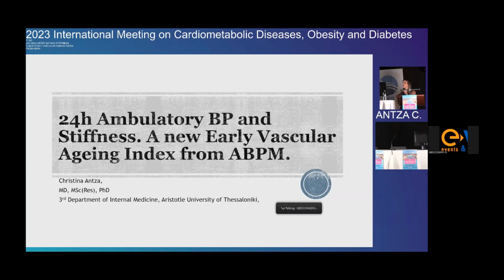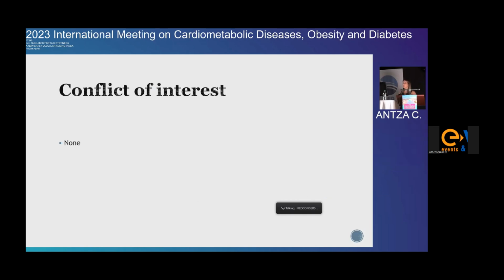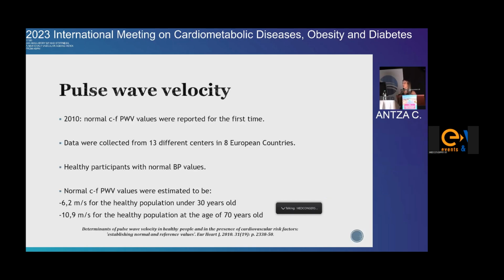The topic of this discussion is 24-hour ambulatory blood pressure and stiffness, a new early vascular aging index from ABPM. There is no conflict of interest for this presentation. First of all, we will start from pulse wave velocity in order to identify early vascular aging.